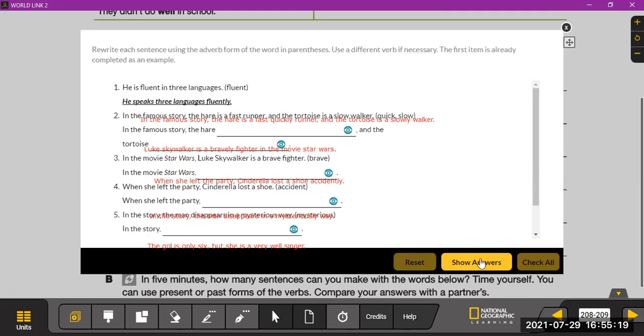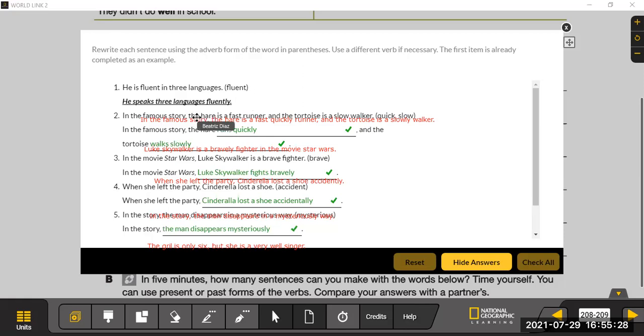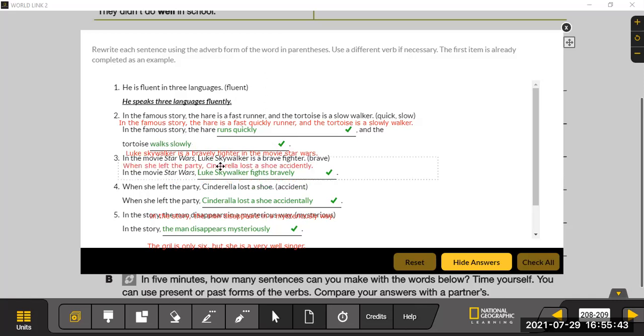Show answer. I'm gonna move the answers because we don't see anything. So this is the number 1 here. Number 2. Number 3.